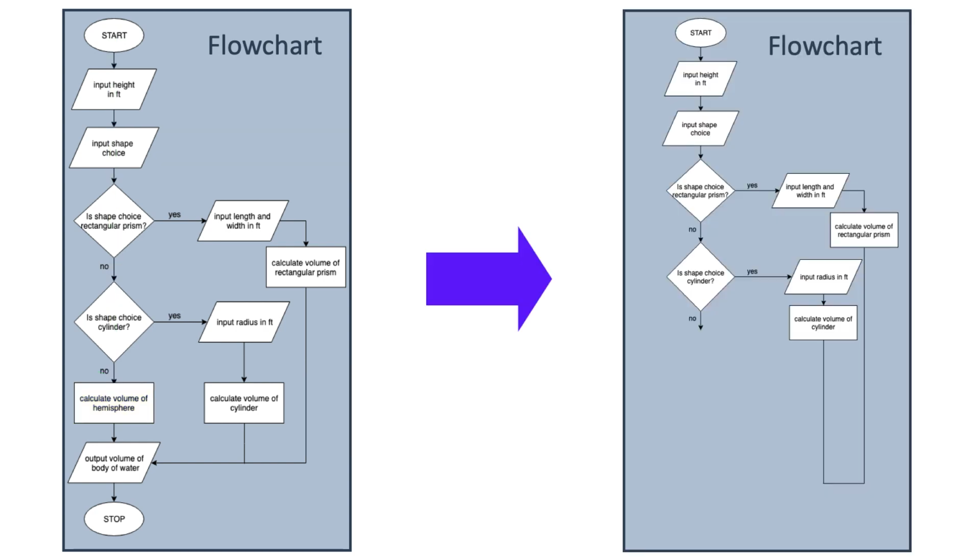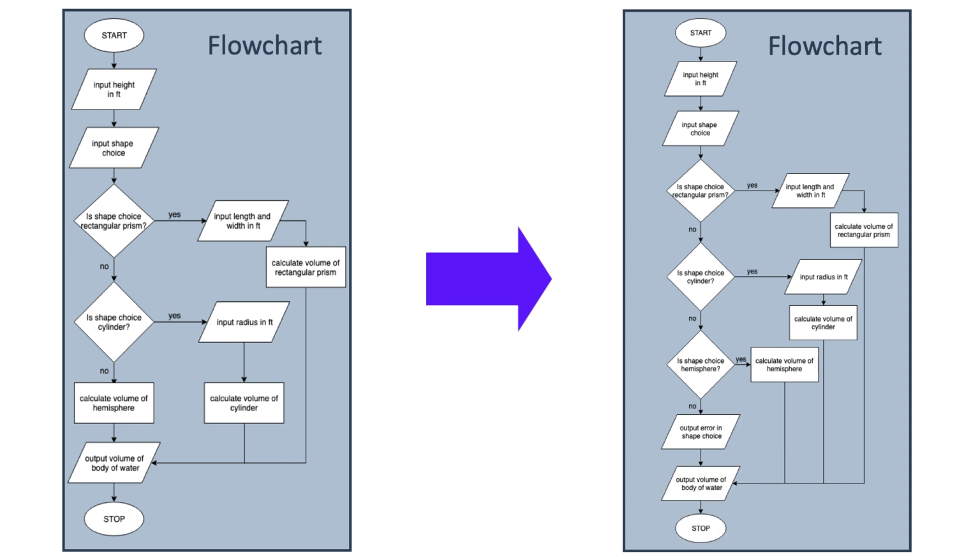Okay, let's fix that. We can do that by changing what happens at the No decision on the cylinder choice. Let's make another decision to check if hemisphere was chosen. If yes, we can calculate the volume of the hemisphere. But if no, let's have the code output an error in shape choice. Then, outside of the structure, we can output the volume.